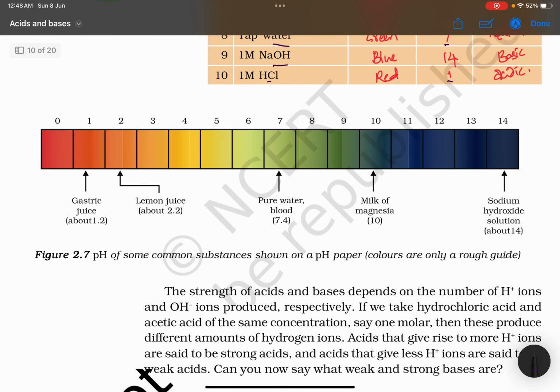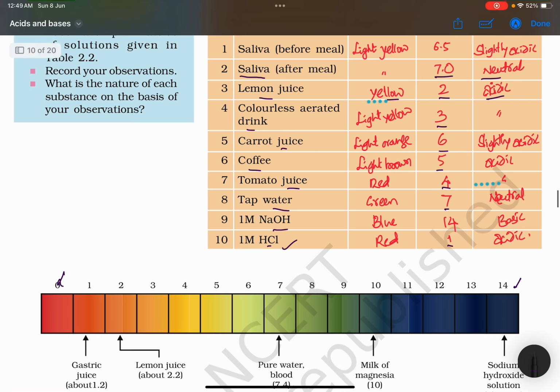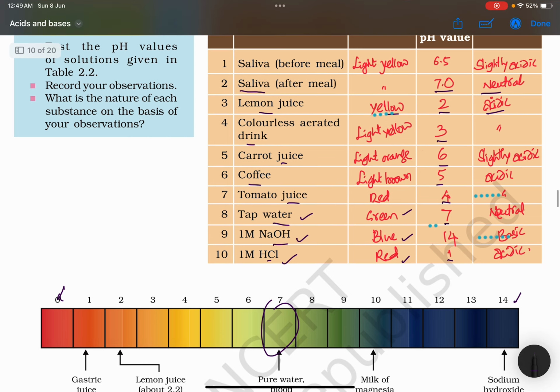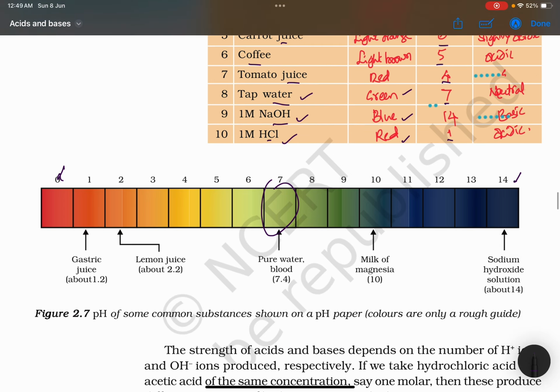Here the colors are mentioned. Gastric juice about 1.2, lemon juice about 2.2, pure water 7, and sodium hydroxide 14. The color you see, this is blue in color, this is red in color. That is what we are writing here. HCl red in color, NaOH blue in color, water green in color, 7 is green in color. So based on these pH values, we mentioned their colors.